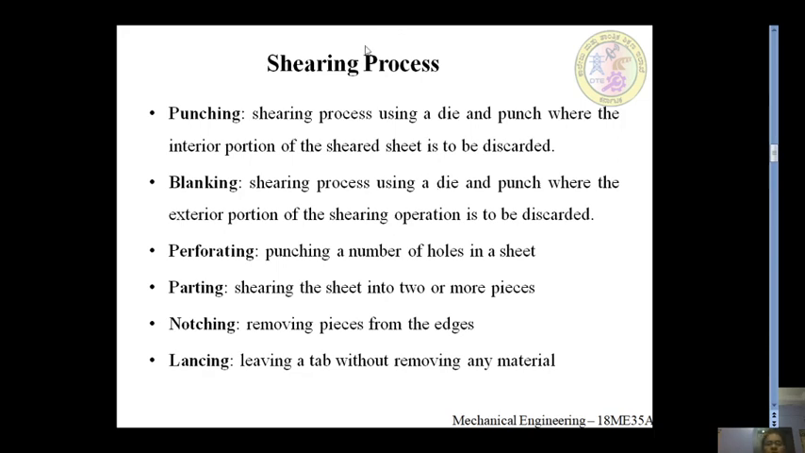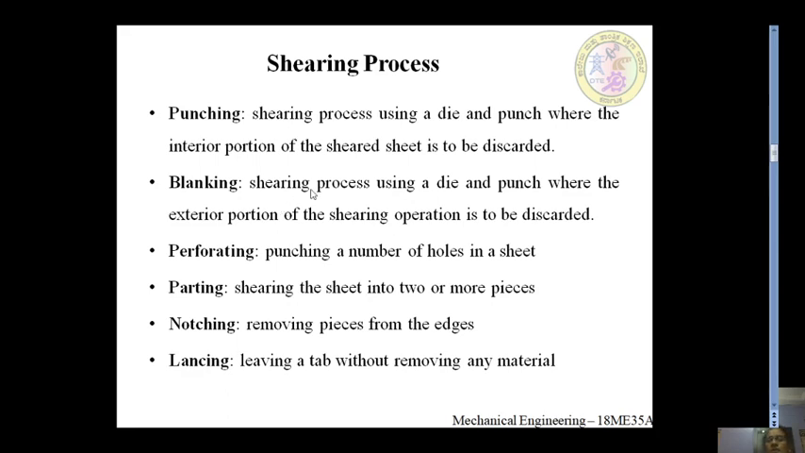These operations we have seen in detail, the punching and blanking, with respect to the difference between them. Both use the same method, but the difference is with respect to the material or the output we get. Punching is a shearing process with a die and punch, where the interior portion of the sheared sheet is discarded, and the remaining sheet is what is considered. The opposite is true in blanking.